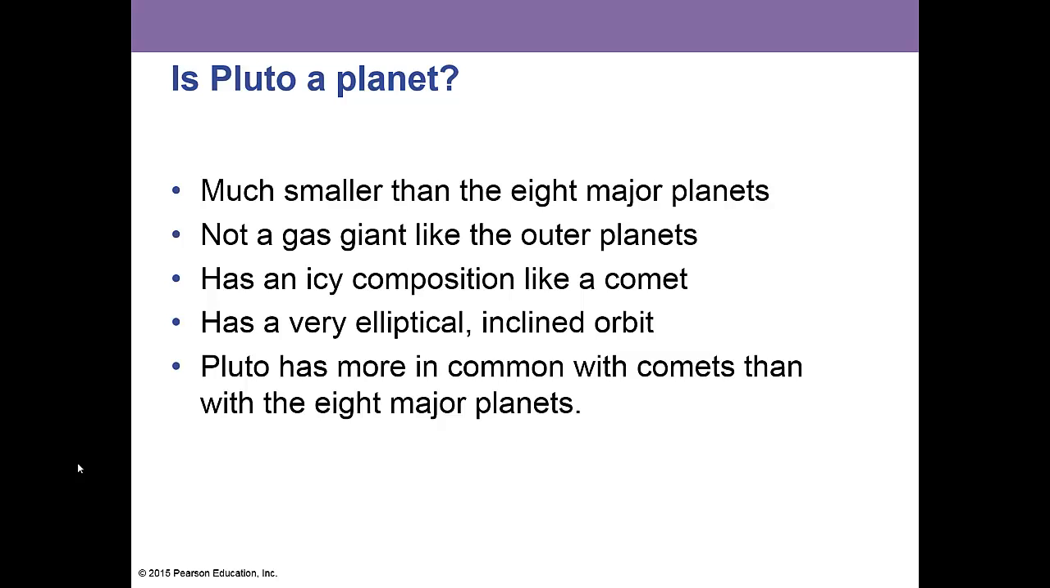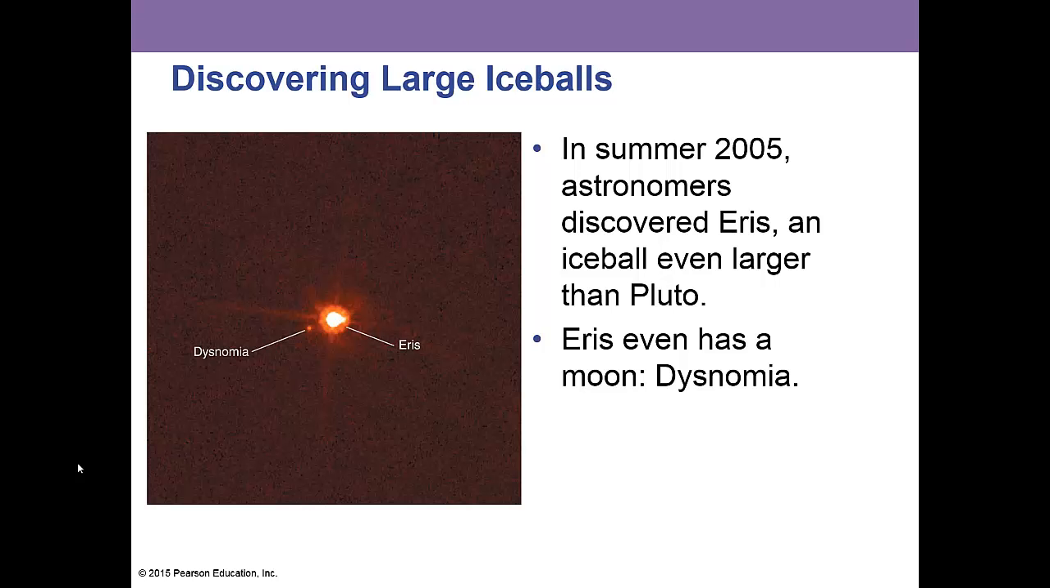So, it's much smaller than the 8 major planets. It's not a gas giant like the other planets in the outer solar system. It has an icy composition like a comet, has a very elliptical inclined orbit, and Pluto has more in common with comets than the 8 major planets. In the summer of 2005, astronomers discovered Eris, an ice ball even larger than Pluto, and Eris even has a moon, Dysnomia.